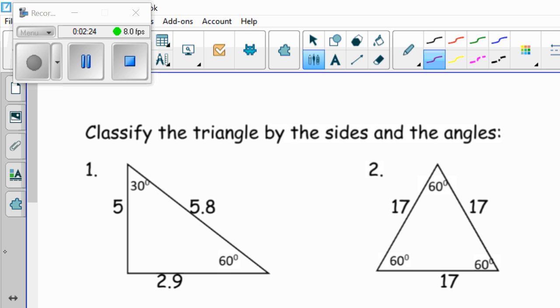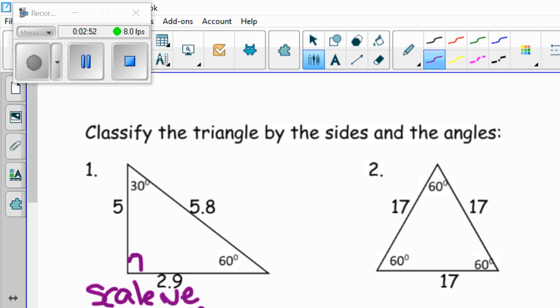All right, let's classify the triangle by the sides and the angles. So number 1, I see that all 3 of my sides are different lengths. I have a 5, a 2.9, and a 5.8. So that means this is scalene by the sides. Now we're going to classify it by the angles. I have a 30 and a 60. This is a 90, so then I have a right triangle. So I have a scalene right triangle.